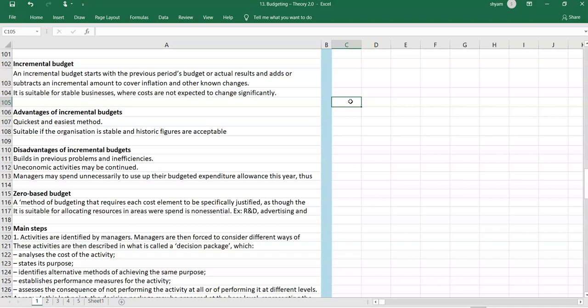So what they do is, for example, a company has units. We will take a dairy company.